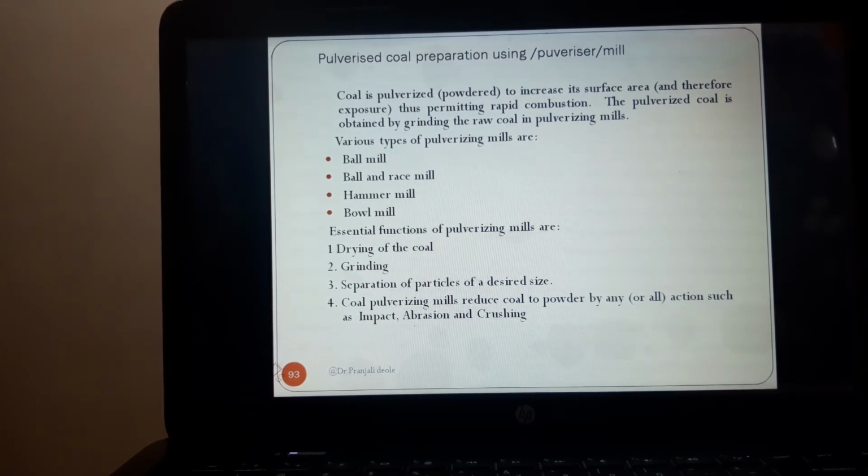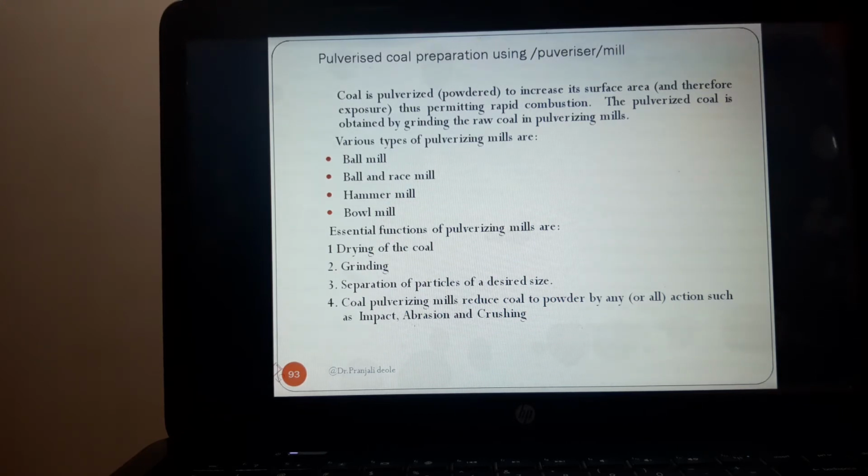So coal is pulverized. Pulverized means powdered. Coal is powdered to increase its surface area and therefore ultimately its exposure, thus permitting rapid combustion. The pulverized coal is obtained by grinding the raw coal in pulverizing mills. There are various types of pulverizing mills such as ball mills, ball and race mills, hammer mills, and bowl mills also.